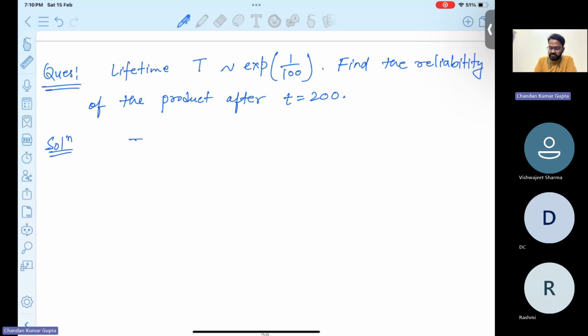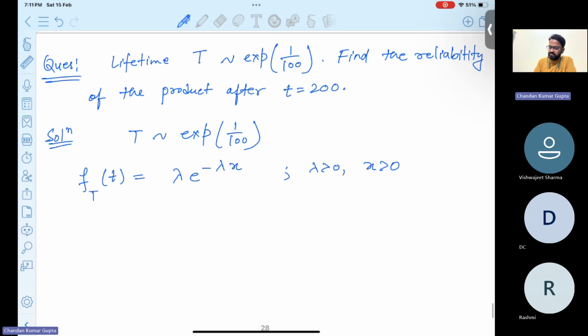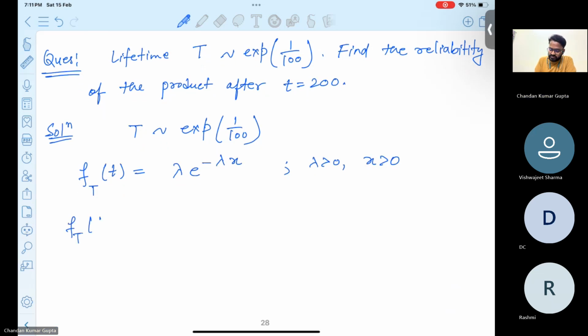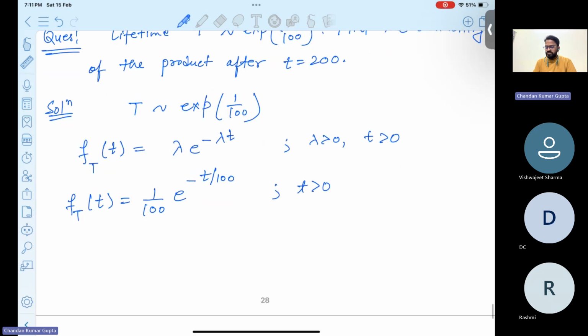So we are given that T follows exponential with 1 by 100. The PDF of the exponential distribution is lambda e to the power minus lambda x, where lambda is greater than 0 and x is greater than 0. So here it comes out to be 1 by 100 e to the power minus t by 100, t greater than 0. Now we need to calculate the reliability, that the product will last more than 200 units of time.